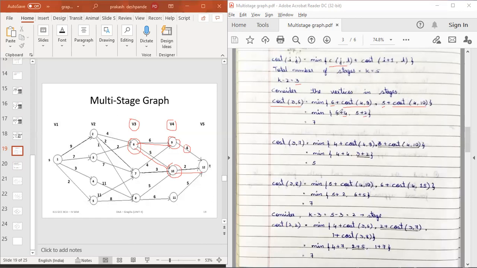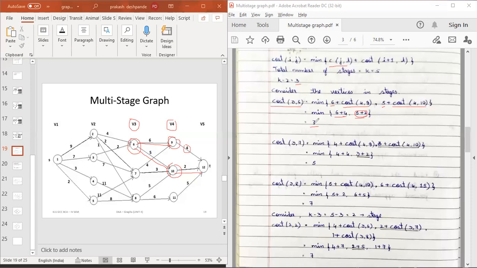So here, if we calculate 6 plus 4, we get 10, and 5 plus 2, we get 7. So the minimum between these two is definitely this particular value 7. So 7 is retained here. So the minimum of these two will be taken as the minimum value. So we can write 7 here.